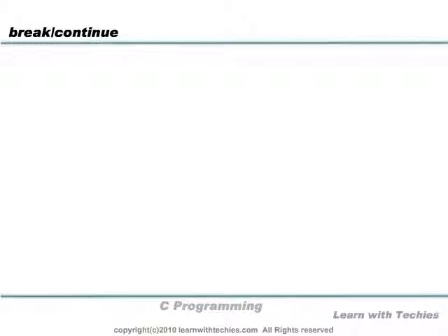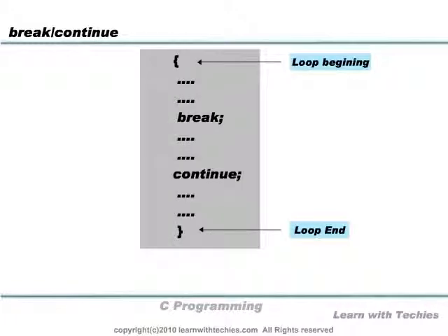Now we will look at the break and continue keywords. These keywords can be used to alter the natural flow of control within a loop. These keywords can be used in any type of loops that we saw in the previous slides. As we already know, the control exits the loop when the expression is false. That is one way of exiting the loop.